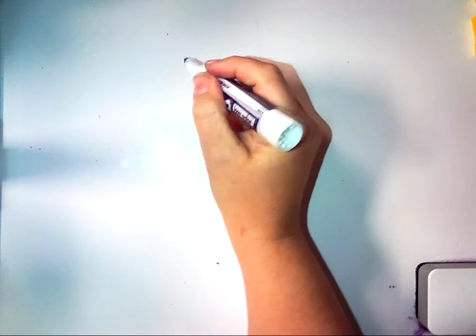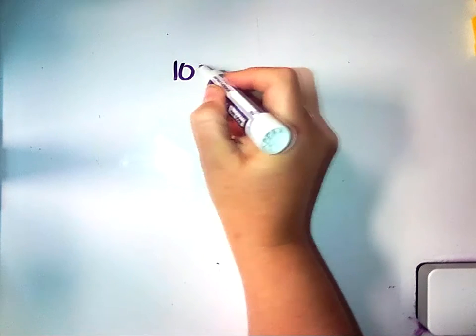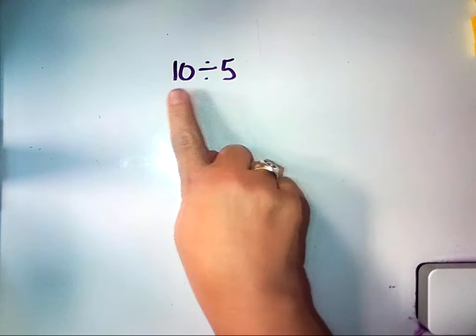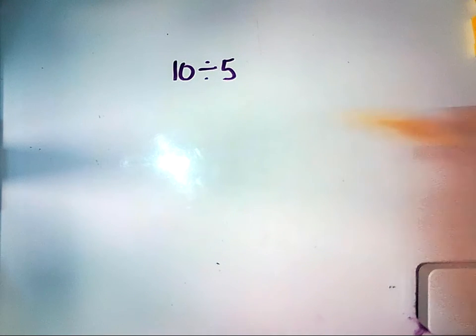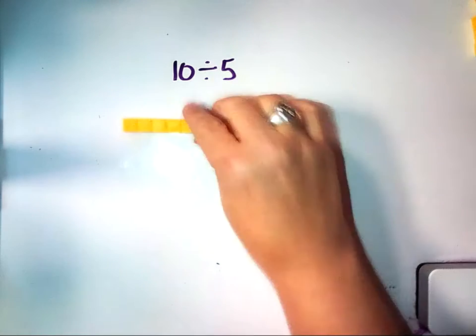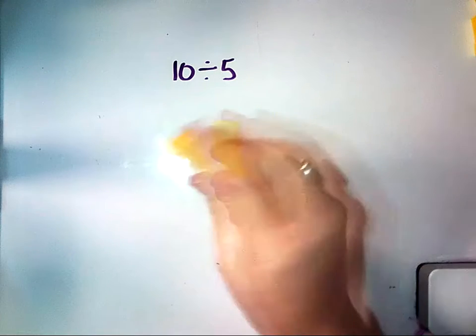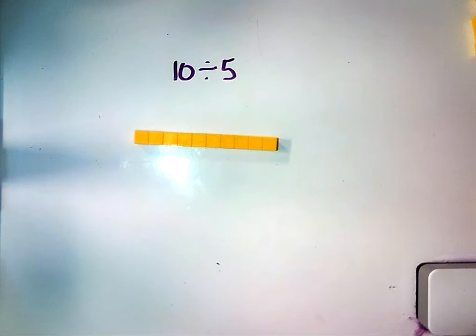Okay, so now we are going to work on division using base 10 blocks. We can start very, very basically with something like 10 divided by 5. Well, 10 divided by 5 means I've got 10, which is a 10, and I need to split that into 5 equal groups. Well, I can't break this apart as is, so I need to exchange it.